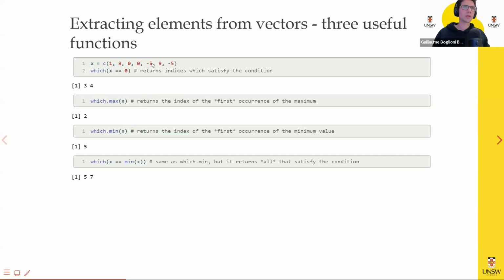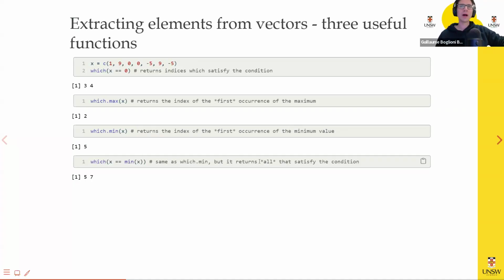Which.min, same thing, same logic. In this case, the minimum in this vector is -5. The first occurrence of -5 is position 5, so you get a 5 here. So maybe you want the last one, that is a bit of a trick.